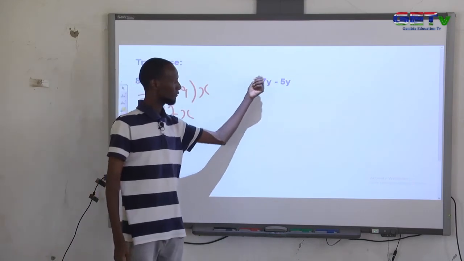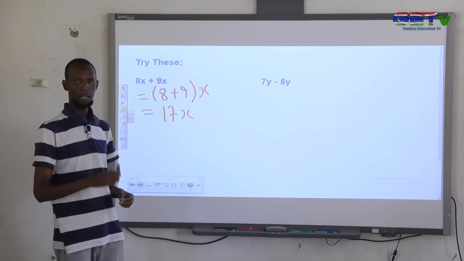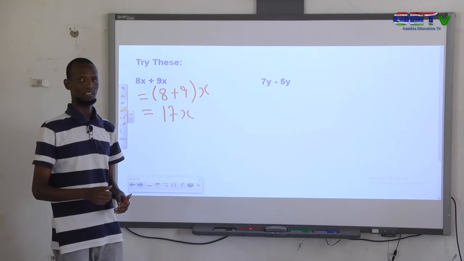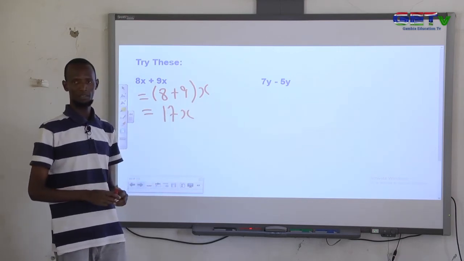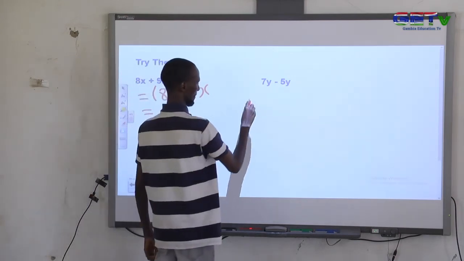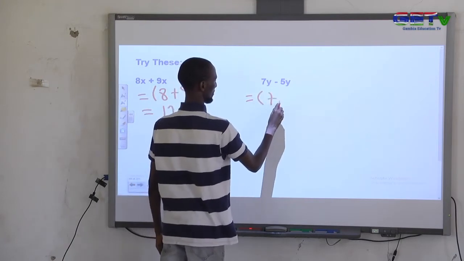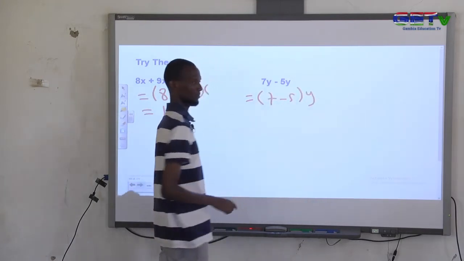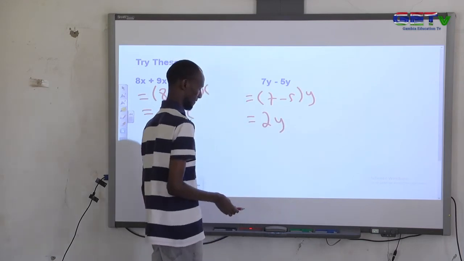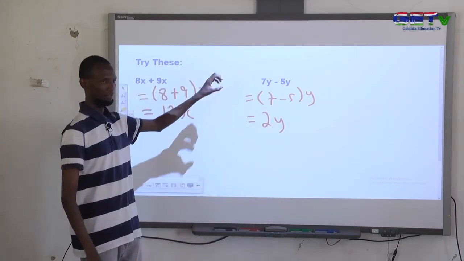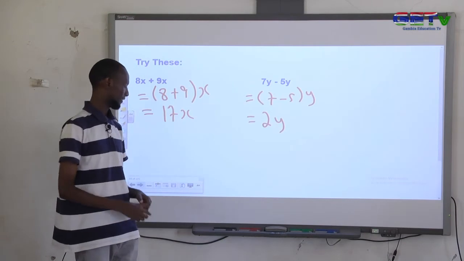Now, let's try something like that with the second example, or the second question there. 7y minus 5y. Again, first question always, are they like terms? Yes, we can see that they are like terms. Same variable, same power. Therefore, we can subtract them. Again, subtract the coefficients, 7 minus 5, and maintain the variable. Now, 7 minus 5 obviously gives you 2, or 2y. Or again, look at it the other way. You have 7y's, and you remove 5y's from there, you will be left with 2y's. Works fine.